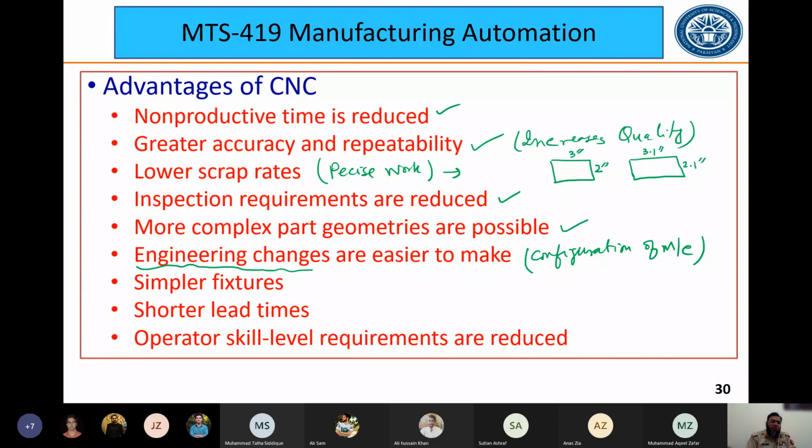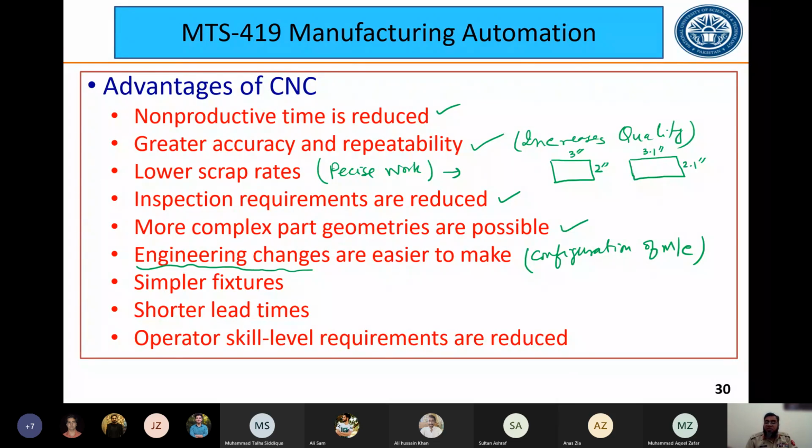Okay, thank you. So we can use simpler fixtures. We can have shorter lead times. We have talked about the lead time. Shorter lead time means the time between the raw material coming into the factory and the finished product going out. So that will be a shorter lead time to make a product.